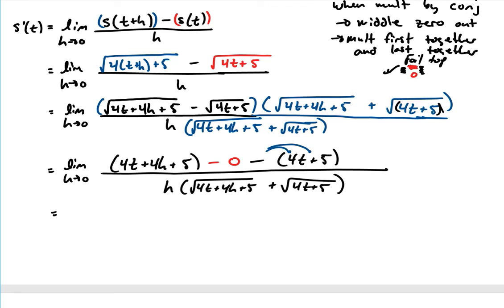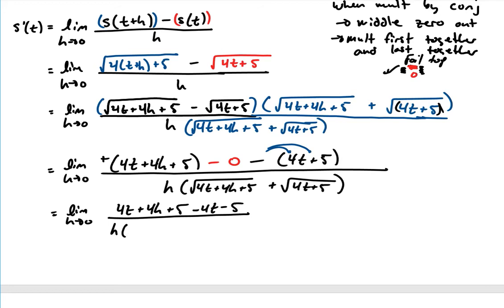So it's going to change those to negatives. And so what we have now is the limit as h goes to 0 of 4t plus 4h plus 5. And I don't need those parentheses anymore either because there's really a positive in front that distributes. And then minus 0 I don't need to write. But let's go ahead and write minus 4t and minus 5.